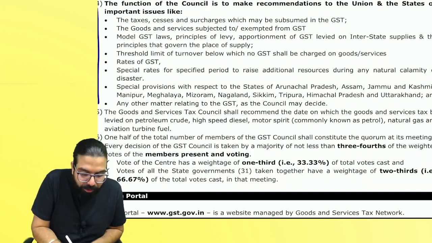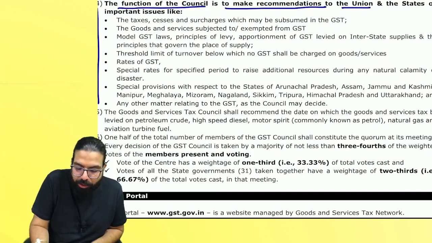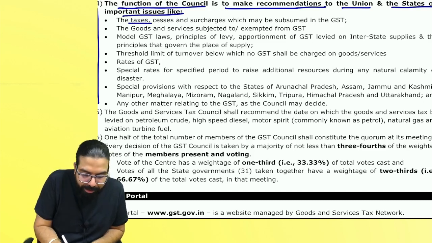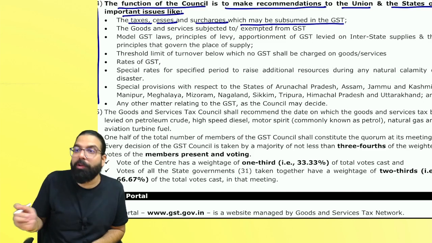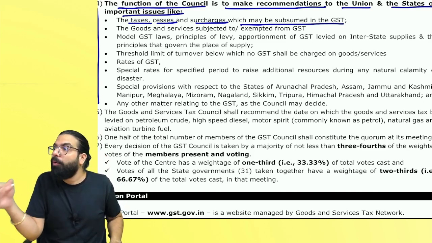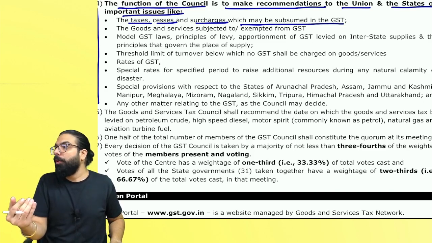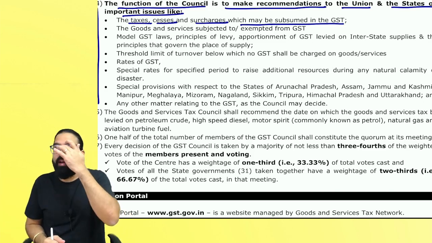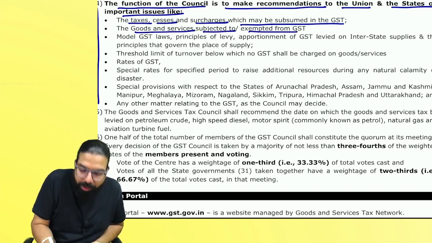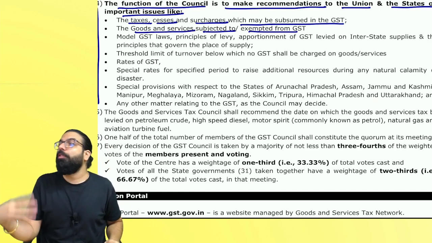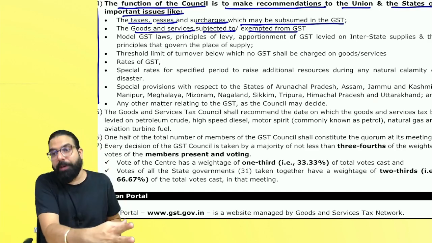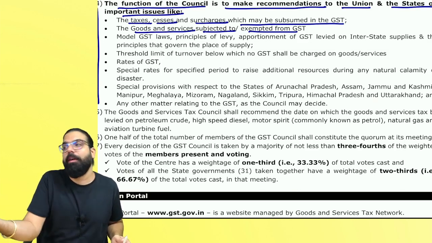The function of the GST Council is to make recommendations to the Union and states on important issues like the taxes, cess, and surcharges which may be subsumed. You learned about taxes subsumed and taxes not subsumed. Who told which taxes will go and which will not go? The GST Council decided it. The next one is the goods and services which will be subject to GST or exempted. Which goods will pay GST? Milk, a public necessity item, they exempted it. Who told them to exempt it? The GST Council.